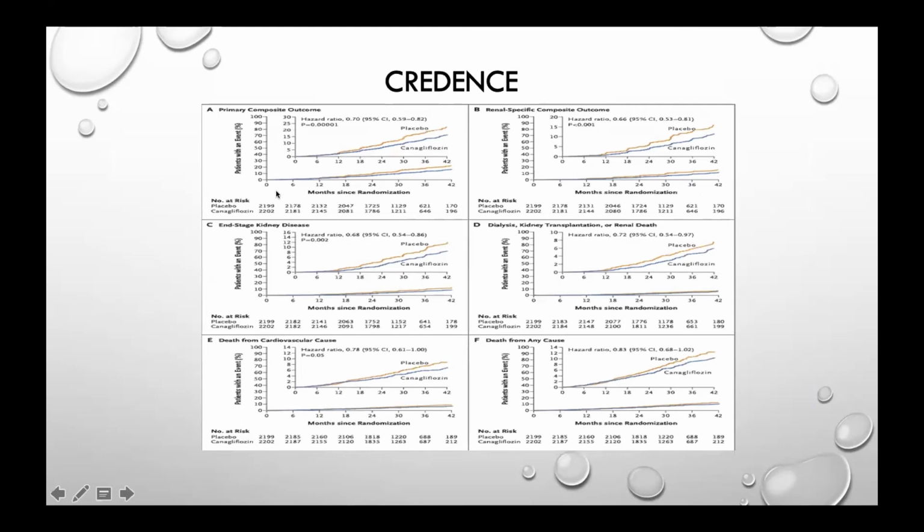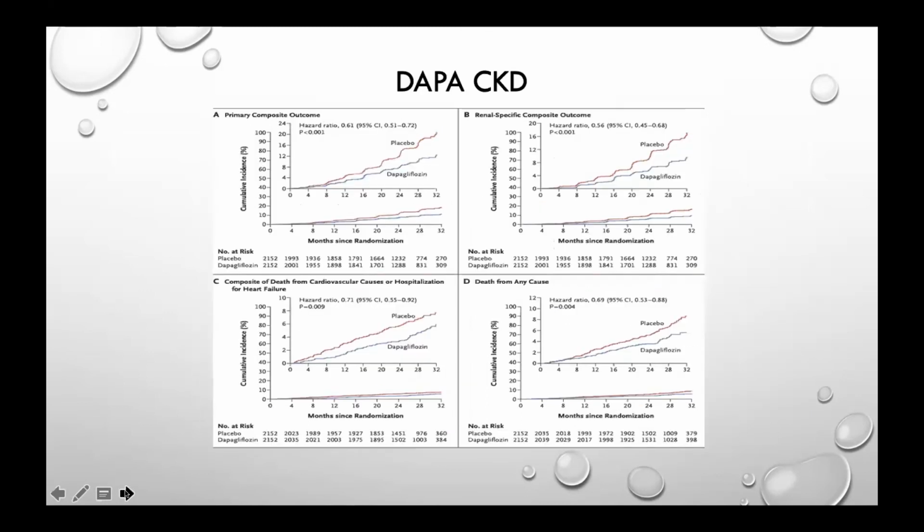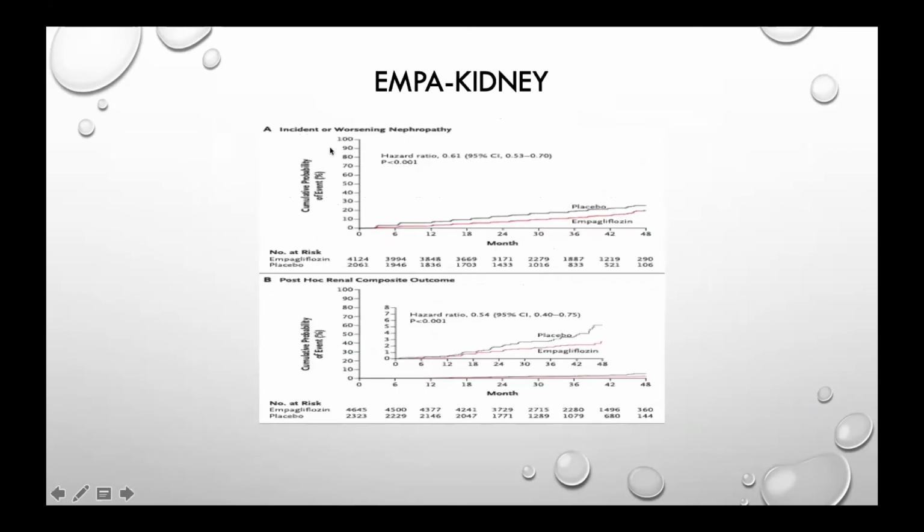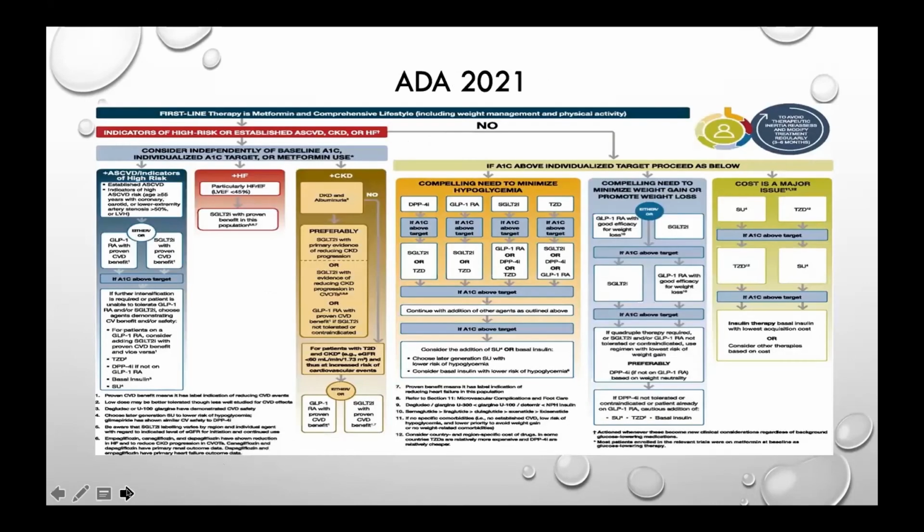CREDENCE showed benefits in end-stage kidney disease, death from cardiovascular causes, renal-specific composite outcomes, dialysis, kidney transplant, renal death, and death from any cause, as this was from canagliflozin. Dapagliflozin also has shown similar benefits, renal-specific composite outcomes, death from any cause, a composite of cardiovascular death or hospitalization for heart failure also. This is true for EMPA-KIDNEY also, empagliflozin showing benefits in incident worsening nephropathy and also in the post-hoc renal composite outcomes.